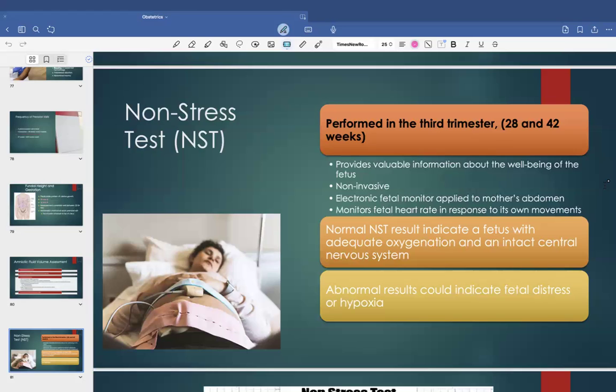We'll sometimes get non-stress tests if mom can't feel any movement, or she's not feeling it as frequently, or she's gone overdue, she's beyond her due date. If she's at high risk, she has a history of hypertension or diabetes, and there are changes in the baby's growth, we might do non-stress tests. Again, this is a non-invasive test that is not going to cause any stress to mom or baby.